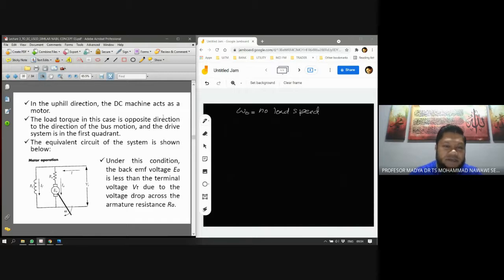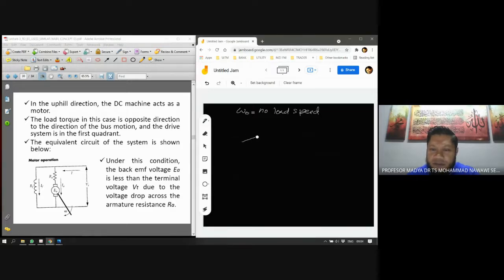In the uphill direction, the DC machine acts as a motor. The load torque in this case is in the opposite direction. Let me redraw here. If you have your car going up, this is your wheel. The load torque is, in this case, in the opposite direction of the bus motion. So you want to move in that direction, and therefore your omega m is going that way. This is your omega m, and this is your Fm, your motor force, and of course your load torque will be in the opposite direction.